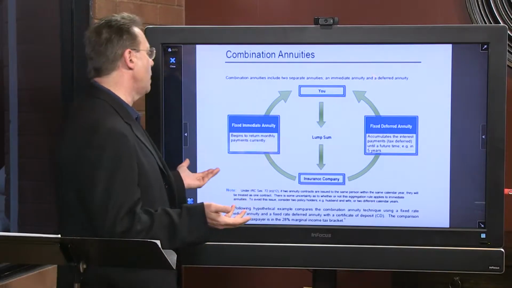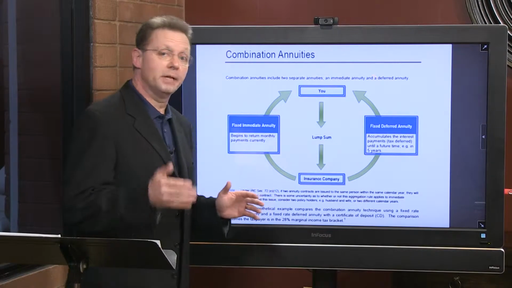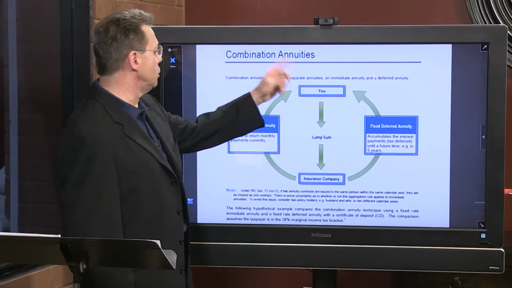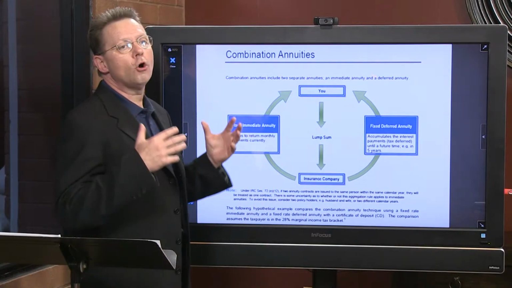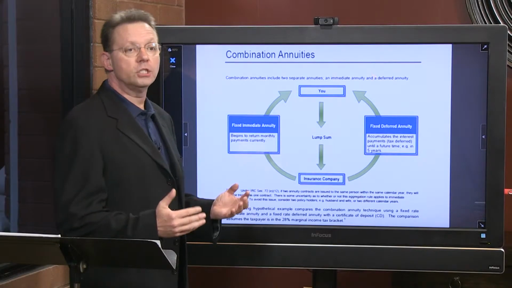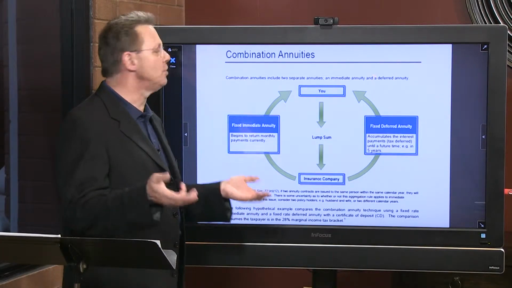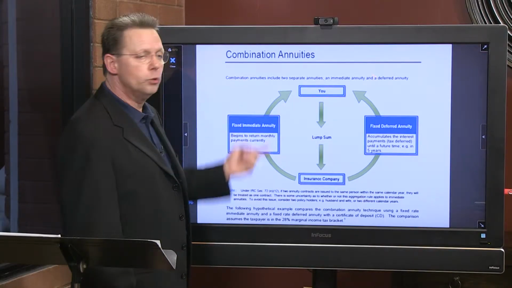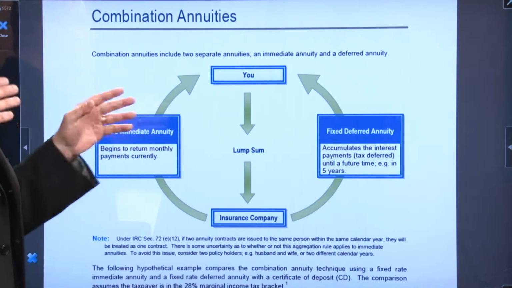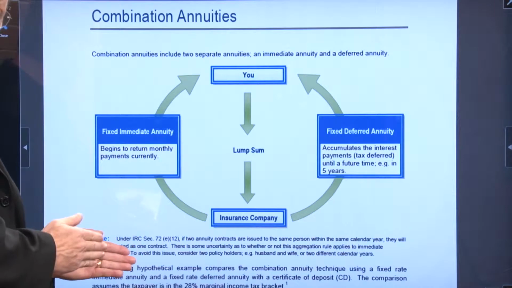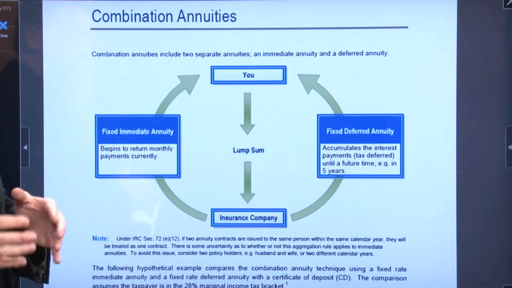Okay, we're on the Mondo pad looking at this basic concept, combination annuities. We're using what I call the traditional combination. Some people use the phrase split annuities, but I just like combination annuities. The combination annuity in this graph shows two separate annuities. One's an immediate annuity, and the other one is a deferred annuity.